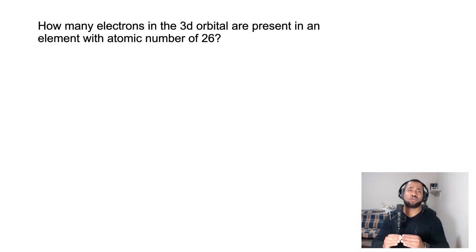And in this particular video we're going to determine the electron number in an orbital given the specific atomic number. And this is going to be quite interesting, but at the same time really tricky, I will put it that way.